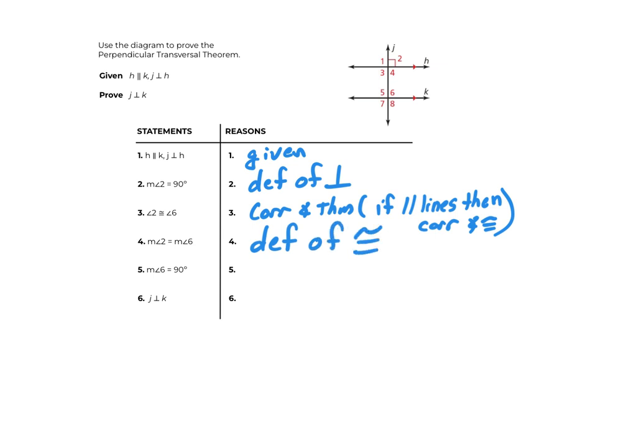The other thing that's different about this: what does this little m right here mean? When we see that m, m means measure. Measure of angle 2. So up here we said measure of angle 2 is 90, and now we say angle 2 and angle 6 have the same measure. So if angle 2 is 90, what's angle 6 got to be? 90. And we are using the transitive property.